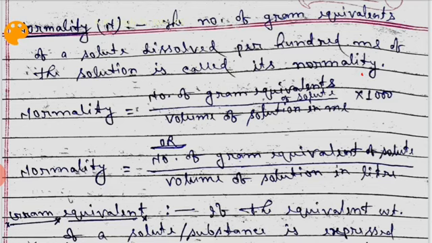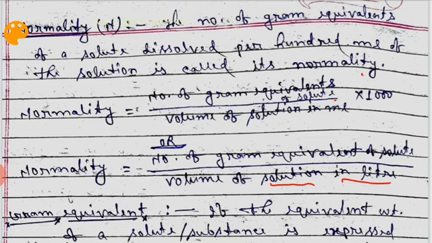Now the formula. Normality is equal to the number of gram equivalents of solute divided by the volume of solution in milliliter, in short ml, into 1000. Or in other words, normality is equal to the number of gram equivalents of a solute divided by the volume of solution in liter. Means one is in milliliter, the other is in liter.